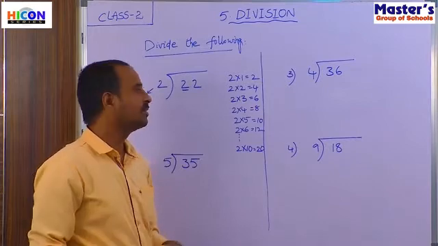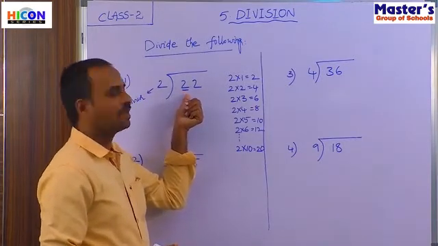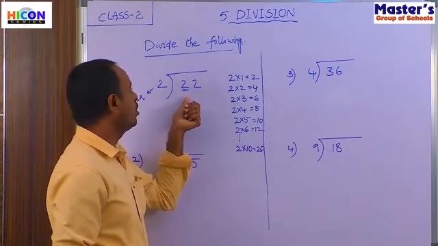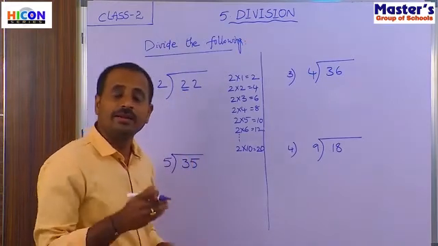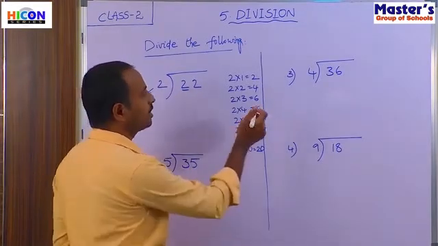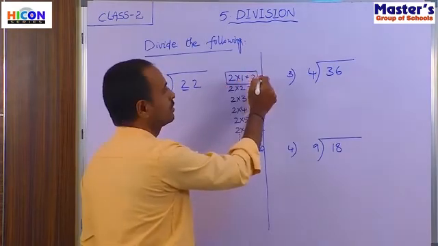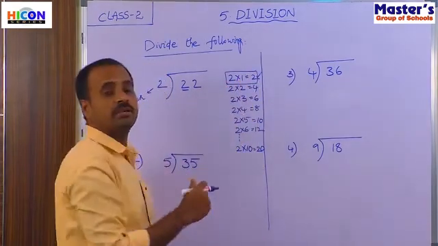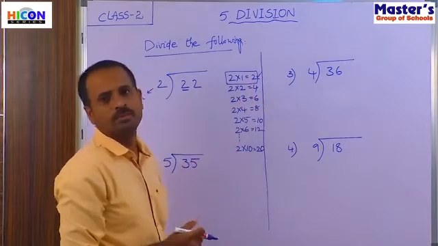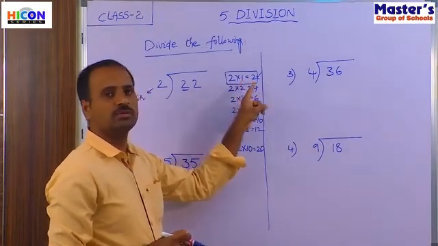So first take the first digit, that is the digit in the tens place. What is here? 2. So when does the number 2 come in the second table? So here, 2 ones are 2. That means 1 times 2 is 2. So we will get 2 in the second table, that is 1 times 2.